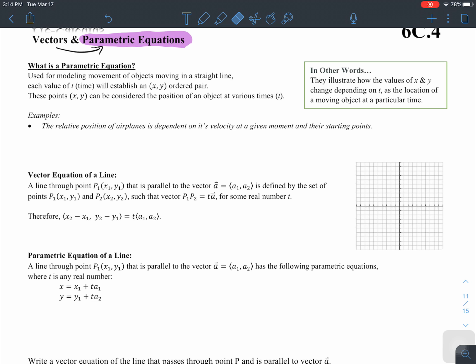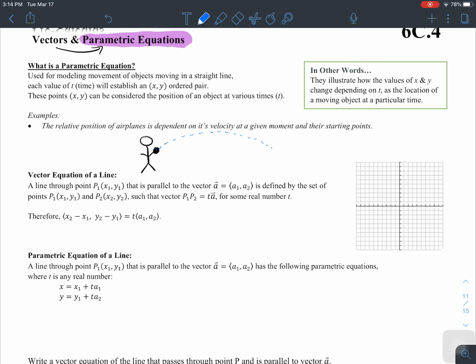And we can use the mathematical definition. It's used for modeling movements of objects moving in a straight line. Each value of time will establish an XY ordered pair. Or we can think about it like common sense. And so let's think about it like I am throwing a ball up in the air. And so here I am, there's the ball, and I am going to throw it up in the air.